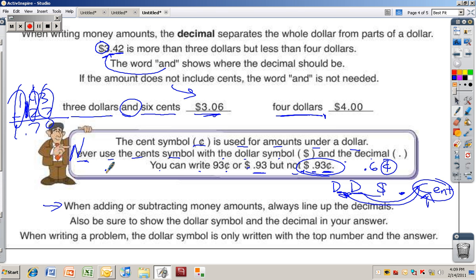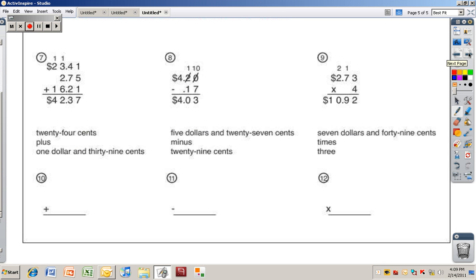And we're going to see that coming up next. Take a look at this sample problem here. You can see there's a dollar sign here and a dollar sign there. No dollar sign on either one of these numbers. That's the correct way to do this. Dollar sign on the top number in the problem, dollar sign in the answer. No dollar signs on the numbers in between.